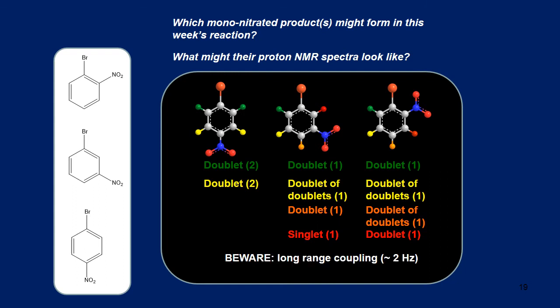And a word of warning here, there are also long-range couplings which can go through 4 bonds that add up to about 2 Hertz in aromatic systems. So you may see even more fine structure on top of these multiplets when you observe them in your NMR spectrum. So be aware of that. You might see them, but those are actually 4-bond couplings, not 3-bond couplings.